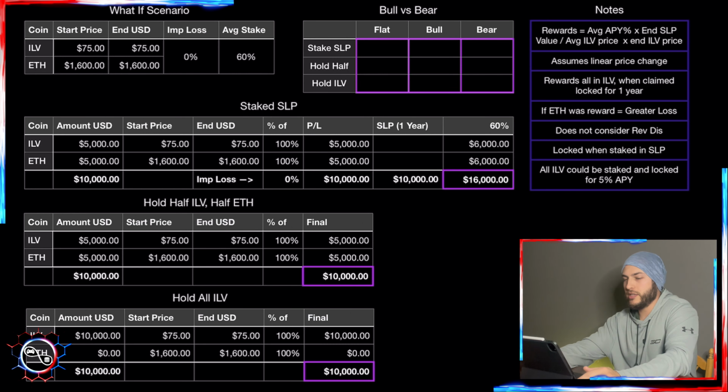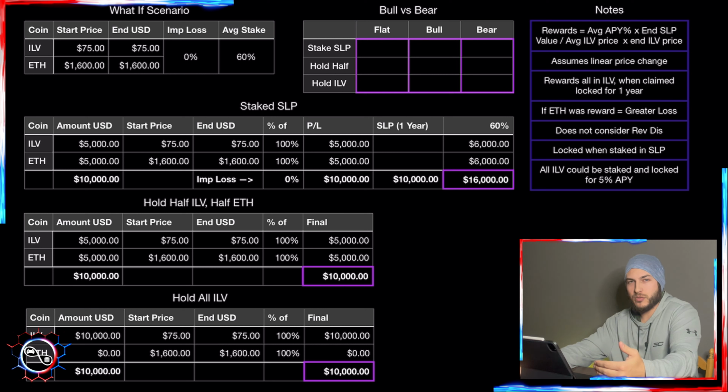So how we're going to figure this out is we have the 3 scenarios: the stagnant, the bull market, the bear market, and 3 options that you could do with your money. We're going to assume you have $10,000 and that's it. You're either going to stake the $10,000 in the SLP pool, so it would be 5,000 ILV and 5,000 ETH, or you're just going to hold on to coins in your wallet, 5,000 ILV and 5,000 ETH. And the third option is you're holding all 10,000 of that in ILV just in your wallet.